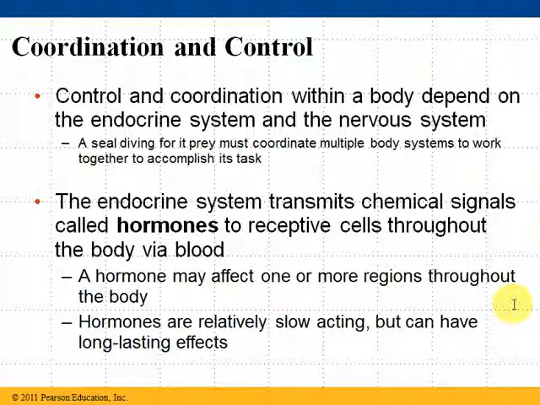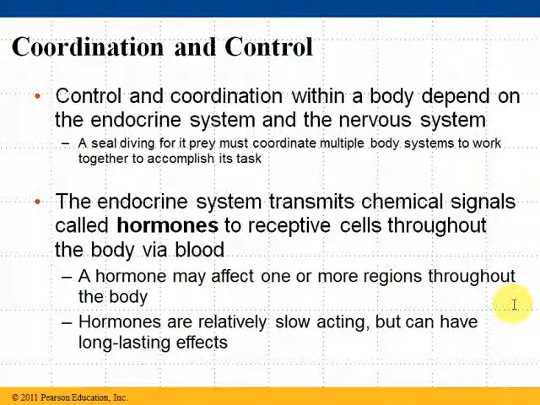So hormones are best for gradual changes such as growth and development, reproduction, digestion. For example, when animals or humans go through puberty, most of those changes are affected by hormones. It's a slower, longer lasting sort of signal, and so it's best for gradual change.